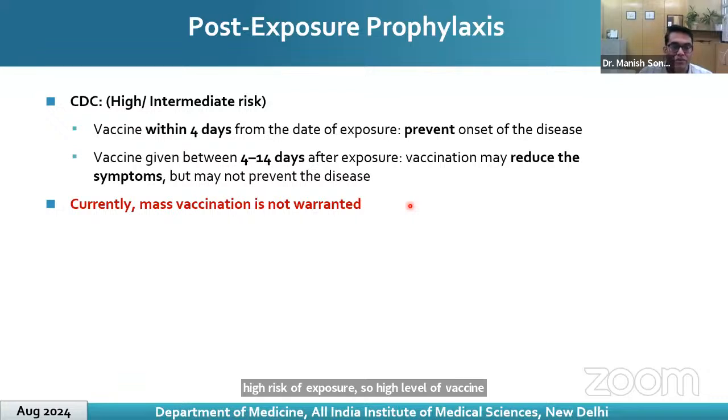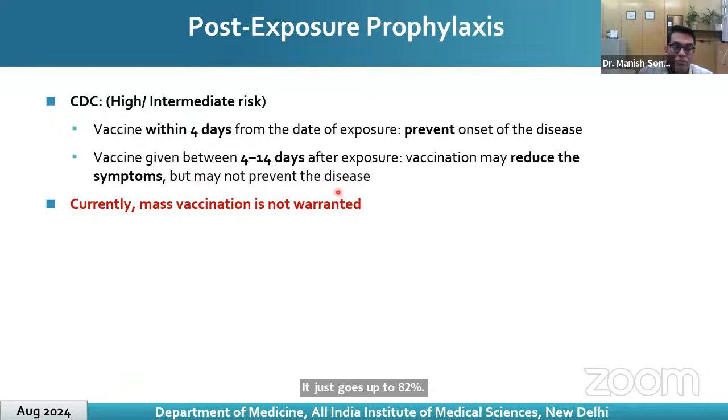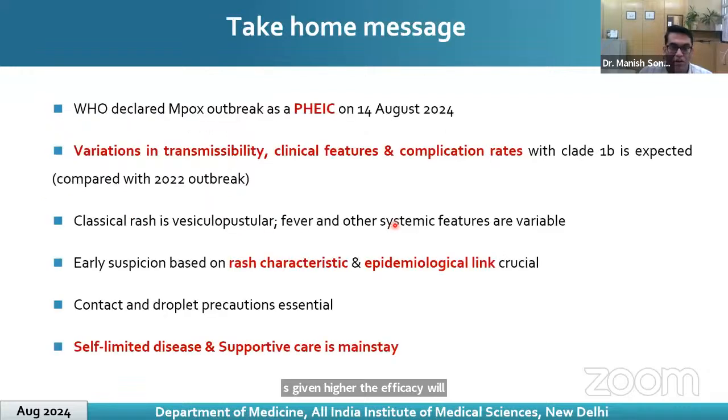High vaccine effectiveness has been demonstrated after a single dose, at 76%, and after 2 doses, given subcutaneously 8 weeks apart, it goes up to 82%. Obviously, the efficacy in terms of post-exposure prophylaxis will depend upon when it was given. The earlier it is given, the higher the efficacy will be. And currently, even in scenarios where it is available, mass vaccination is not warranted.